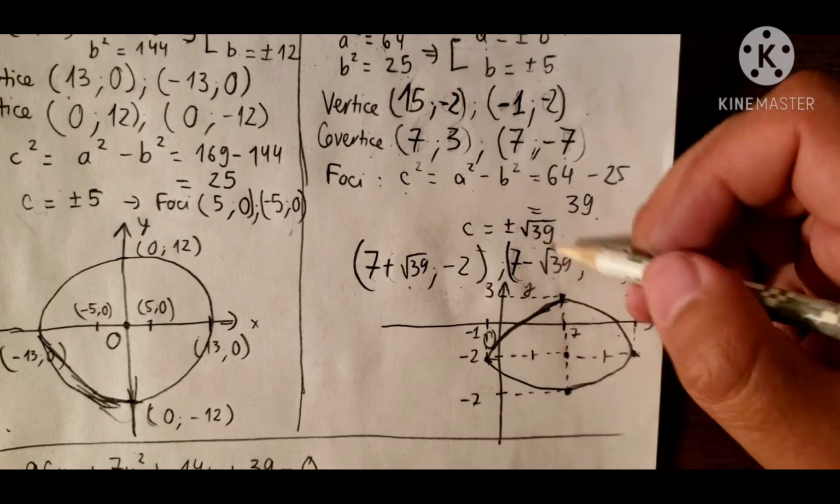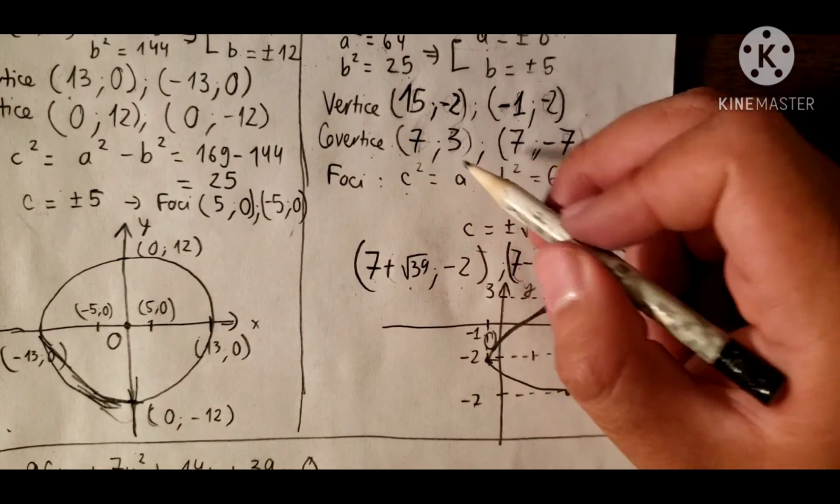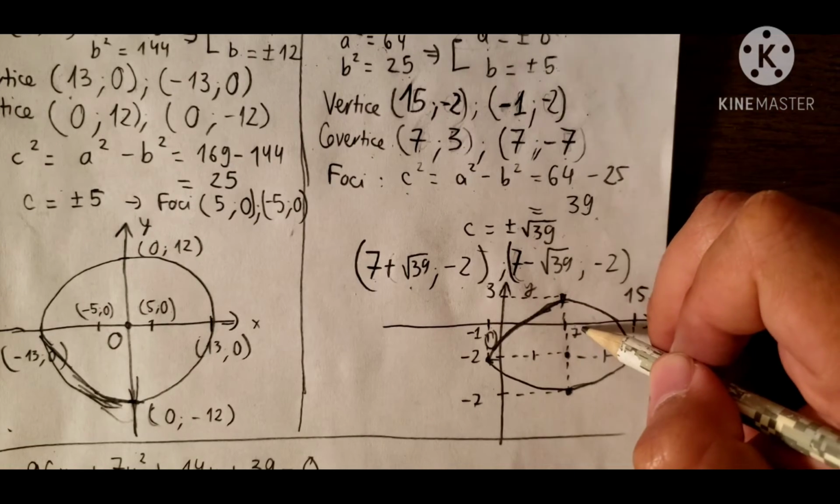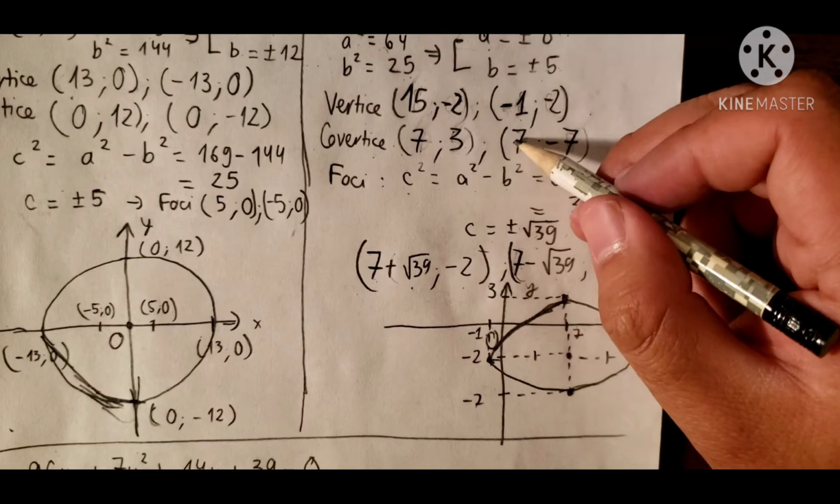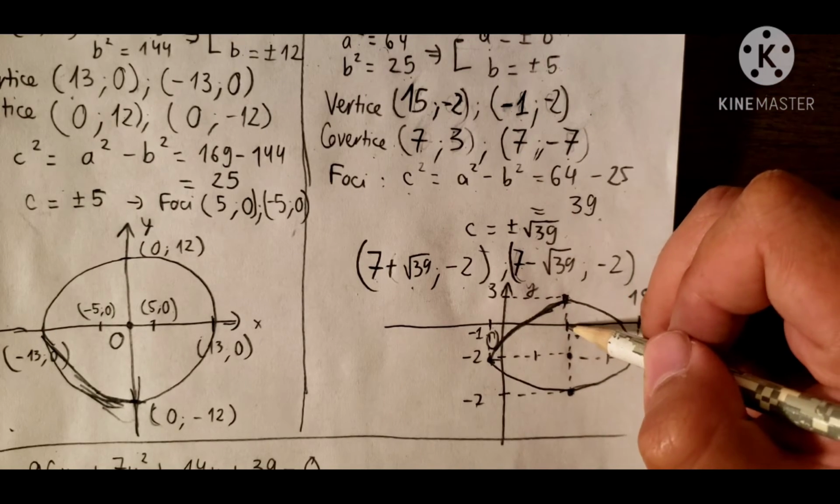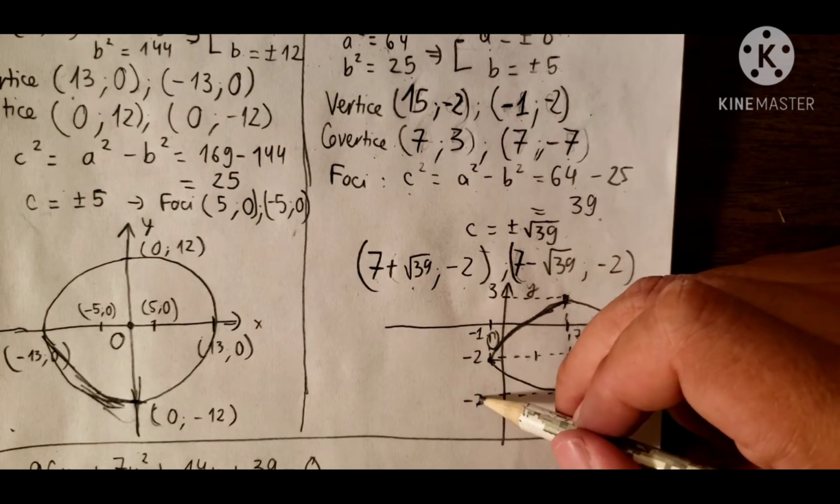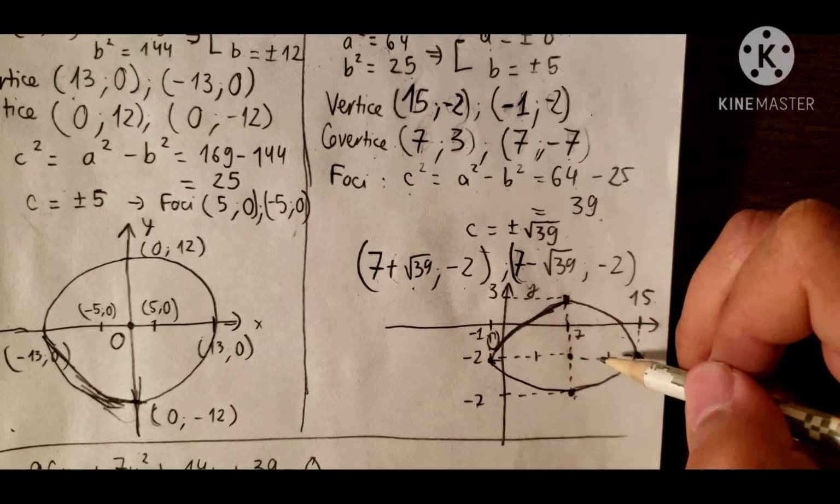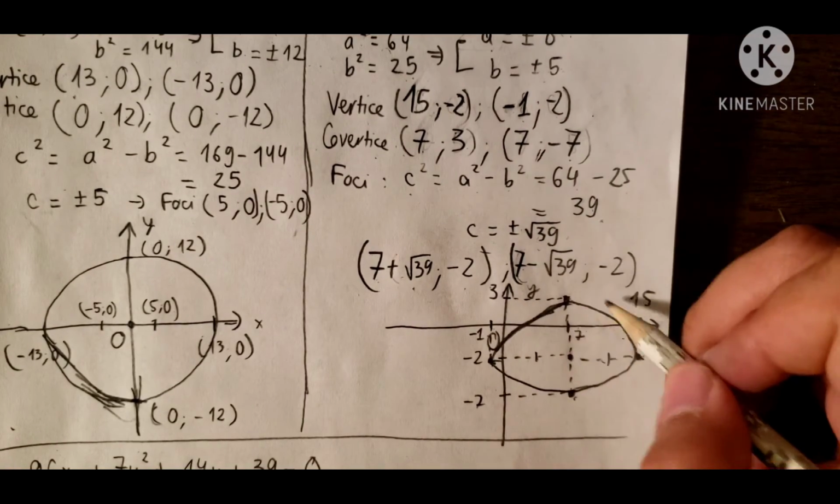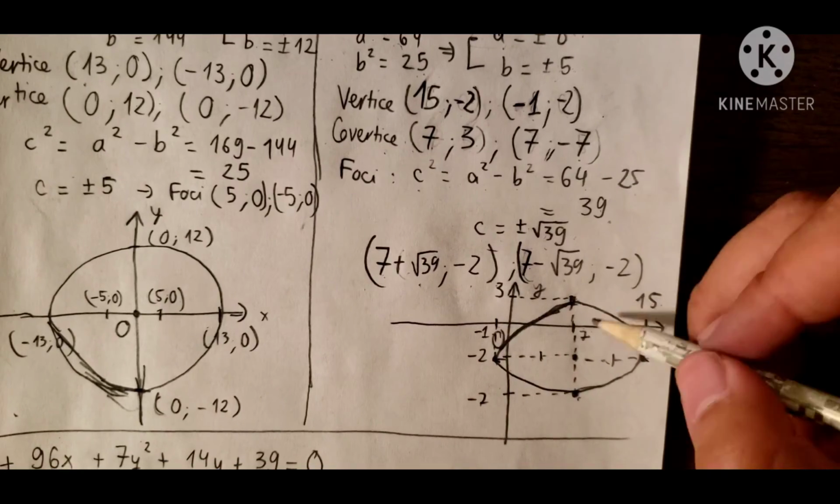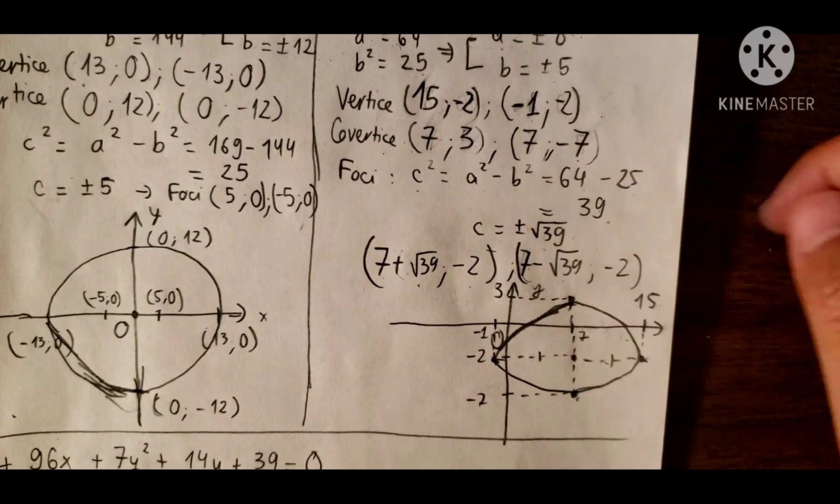In the co-vertex, we have the 7 and 3. 7 is about the x, 3 is in this point. We have the 7, that is about 7. You go to the minus 7 in here. And the foci, you put the two foci in here. And you draw the diagram. This is the second one for you.